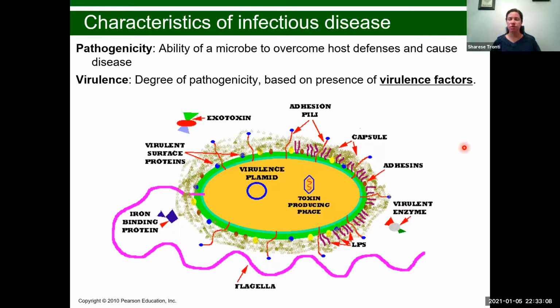So examples of virulence factors that microbes may have are all shown here. I'm just going to point out a few of them. For example, the flagella. The flagella is going to increase the motility of a microbe. By being more motile, it's going to be more able to invade and spread infection in the body. So by having the flagella, this virulence factor, it's more virulent and more pathogenic.